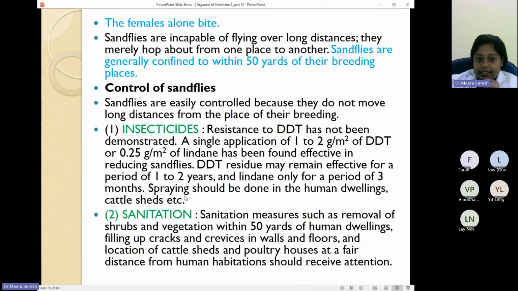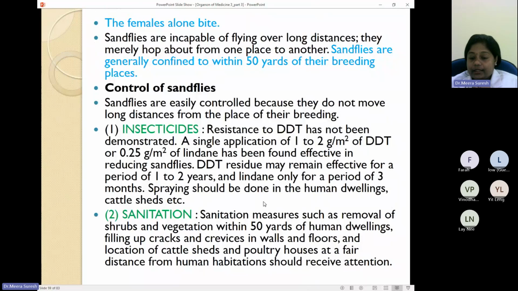So control of sandflies: the same insecticides. We can use DDT or lindane, which is found effective in reducing the sandflies. DDT residue may remain effective for a period of 1 to 2 years, because we have already seen it is like 18 months of residual effect, and lindane only for a period of 3 months. Lindane is actually the BHC or the HCH.